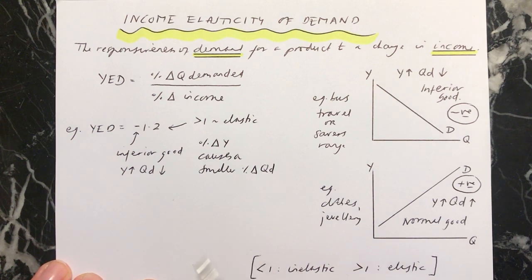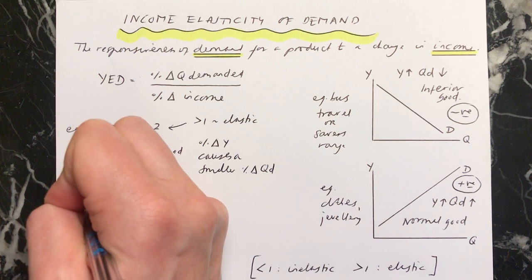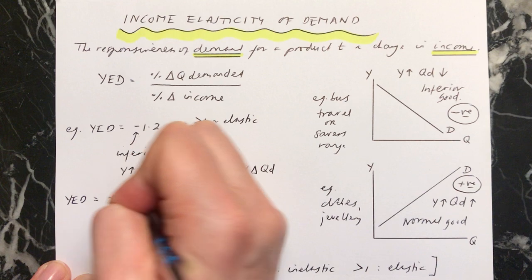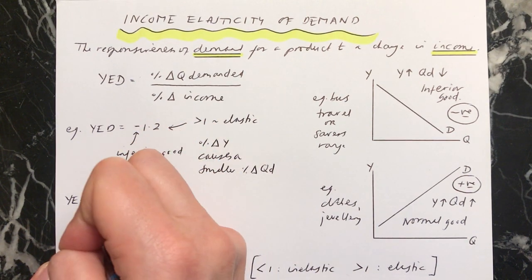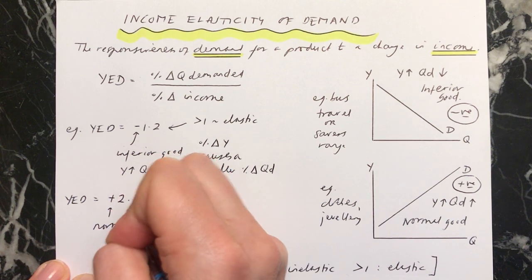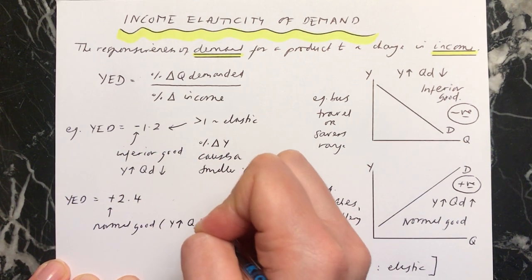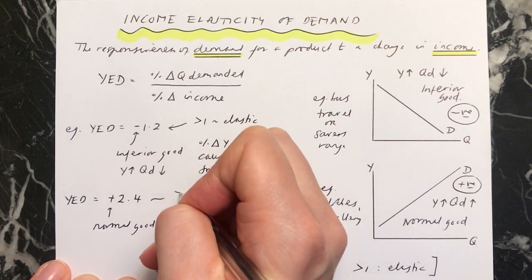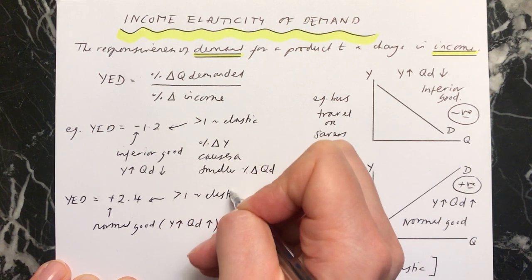If we do another example, you could pause the video here to see if you can work it out for yourself. If we say that the YED is equal to plus 2.4, this would mean, because it's positive, it's a normal good. As income goes up, quantity demanded goes up. Because it's greater than 1, we know that it's elastic.